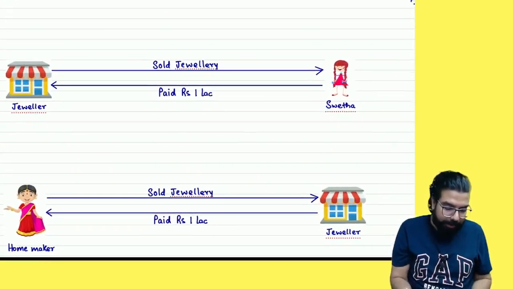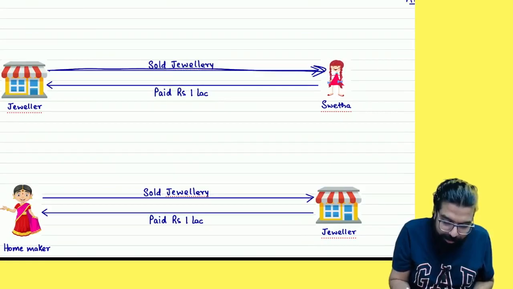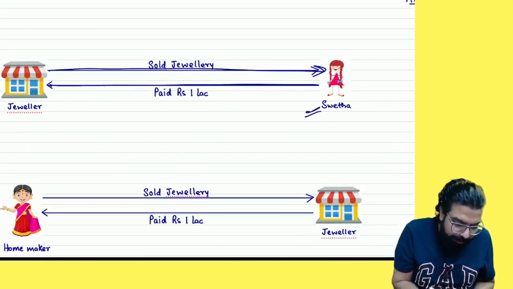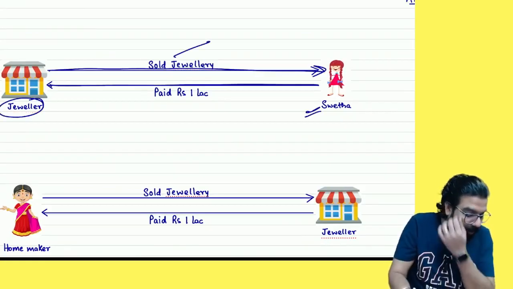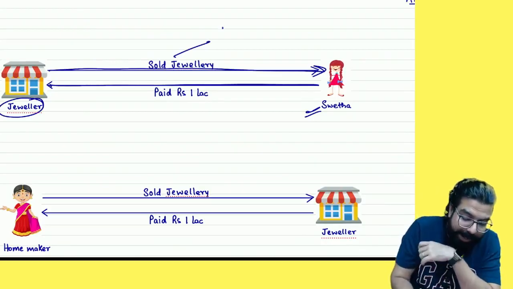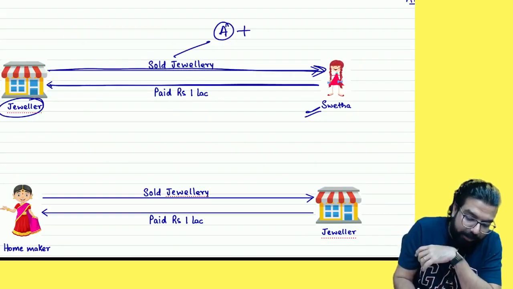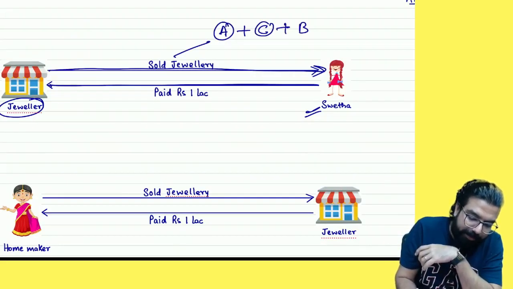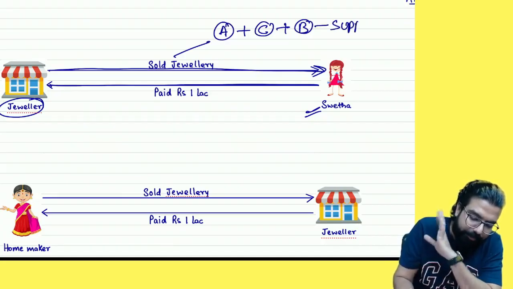I sold the jewelry to Shweta. Shweta paid me 1 lakh. I am a jeweler. Is it supply, not supply? It's an activity for a consideration. Is it my business? Is it supply? Will GST get imposed? Over. Next.